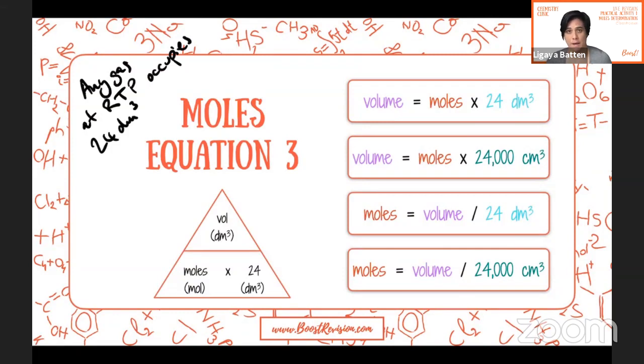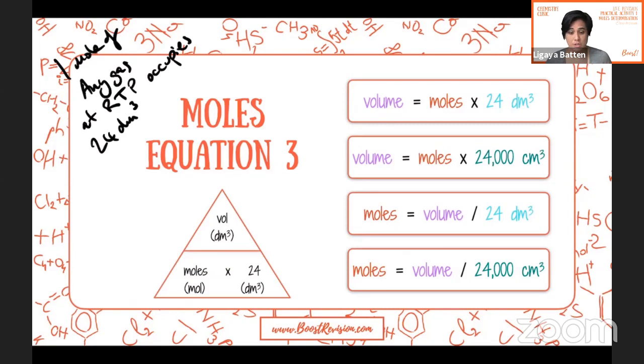This is a finding that I think was discovered by Avogadro. You might have heard his name mentioned in the Avogadro constant. Any gas, no matter what gas it is, because the particles are so far away, 1 mole of any gas will occupy 24 decimeters cubed at room temperature and pressure. So 1 mole of any gas.